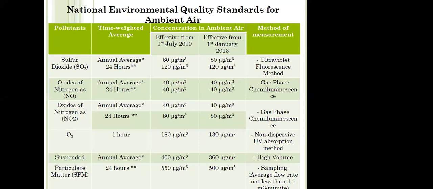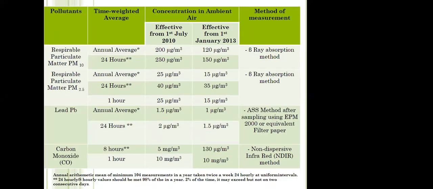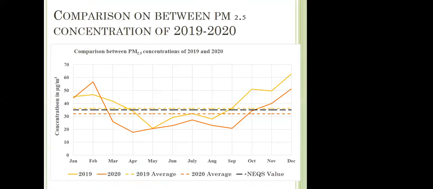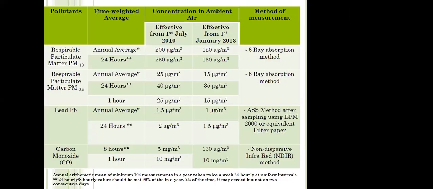Next, I will talk about Section 11, prohibitions of certain discharge or emissions. Under the Act of 1997, we have several sections, Section 11, 12, 13, and 14.